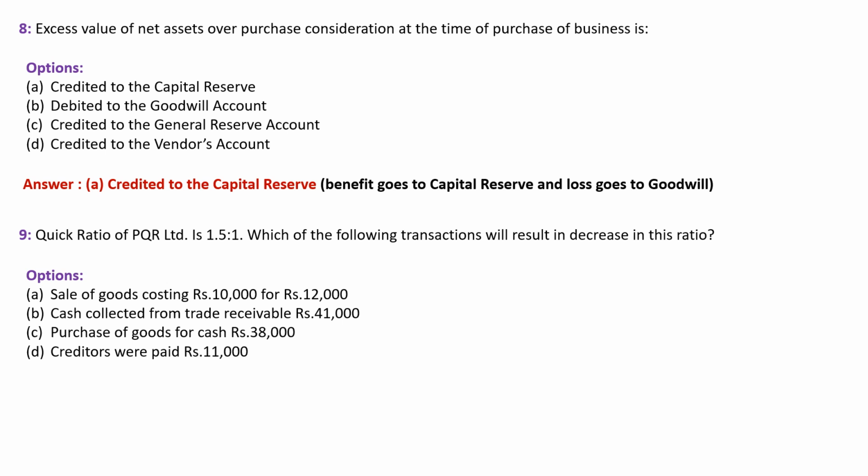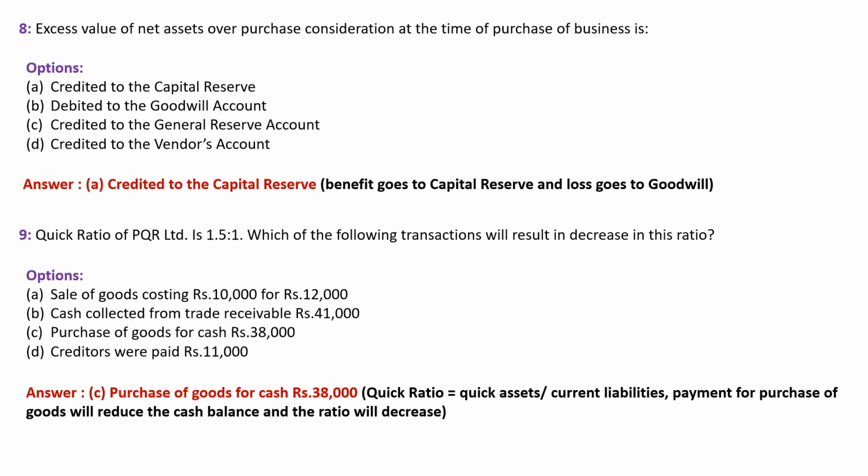Purchase of goods for cash 38,000. In this case, there is an impact because the cash will go out, and in quick ratio, the inventory is not considered, right? So it will be one side impacted. The cash will go out and your current assets will reduce. In that case, the quick ratio will be impacted negatively. Creditors were paid 11,000, so your current liabilities will reduce. In that case, the ratio will go up.